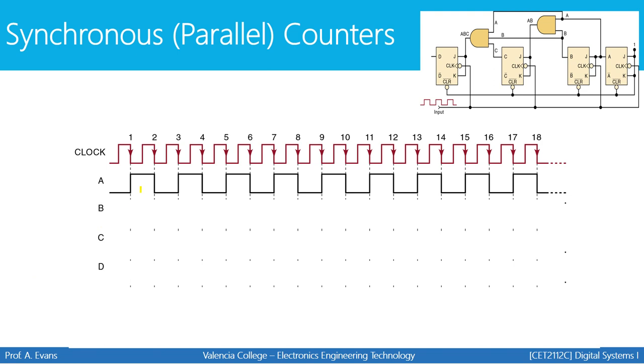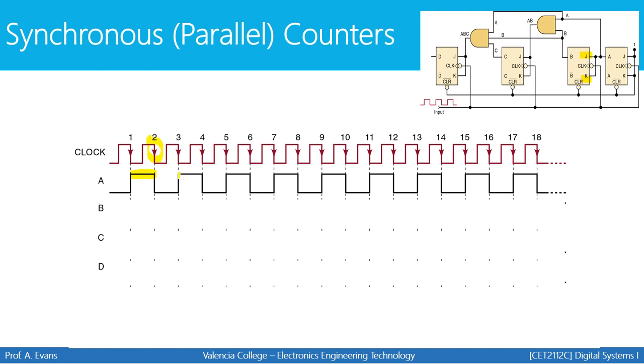And I'll say that one more time. Whenever the output of flip-flop A is high, just before a clock transition, flip-flop B will toggle. So at time point number 2, just before this transition, flip-flop A is high. That means that J and K right here are both high, and the flip-flop is going to toggle. If you look at time point number 3, just before that transition, flip-flop A is low. That means that J and K are both low, and there's no change.